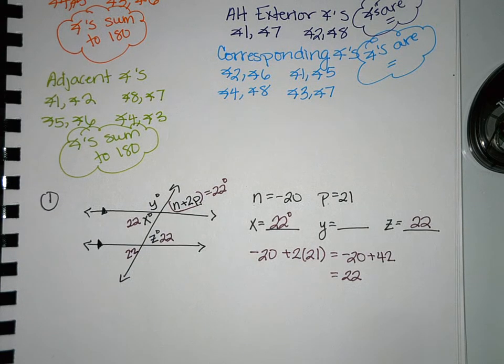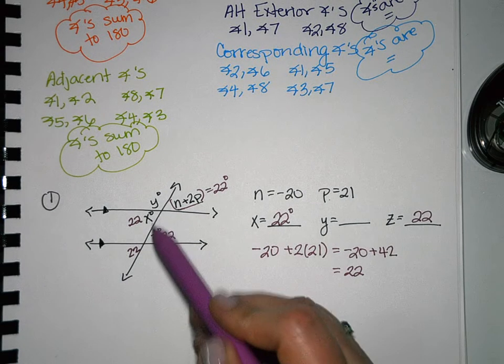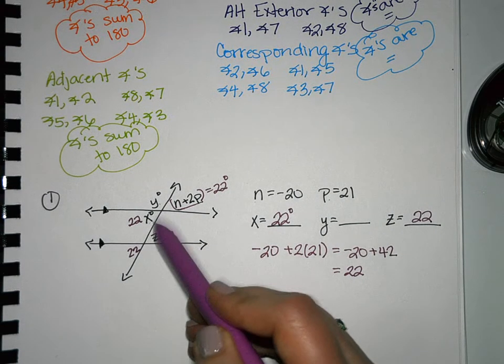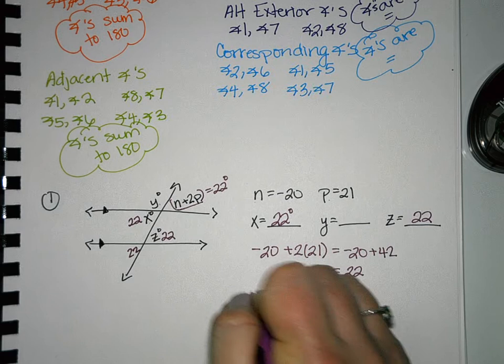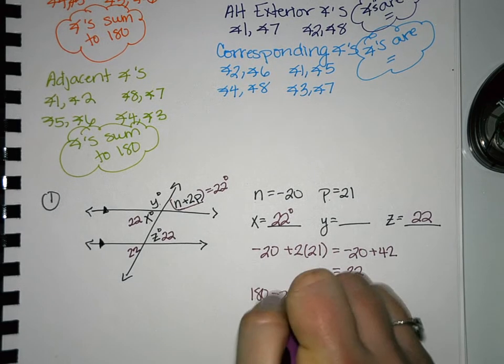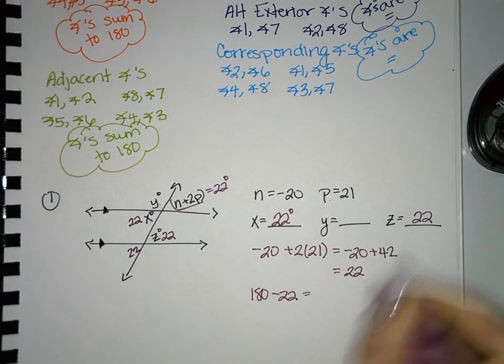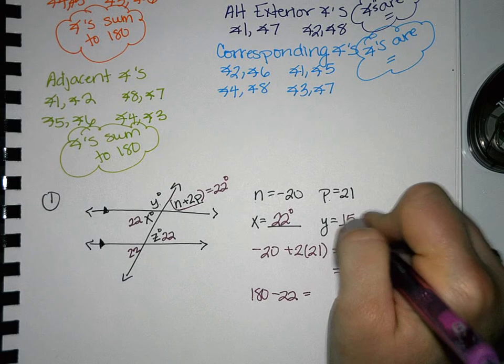Anything else? We got one more letter that we need. So let's see if we can figure out a relationship between y and some of the angles that we know. They're adjacent. So what can we do to find y, knowing that x and y are adjacent angles? That's 180. They add up to 180. So 180 minus 22 gives us 158, so y would be 158.